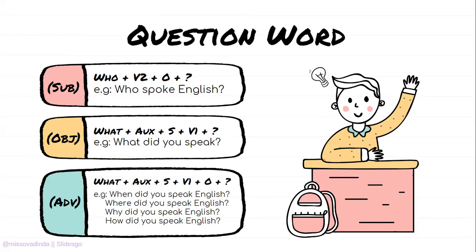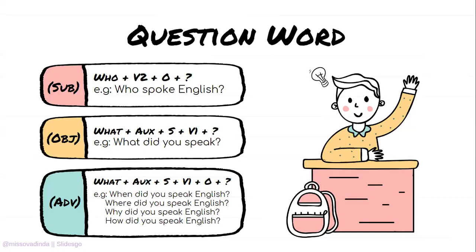The next is the object. What is followed by to be or an auxiliary, followed by the subject and verb 1 only. Don't put any object or complement, because we are asking about the object. Of course, we will not write down the object, right? So, what did you speak?